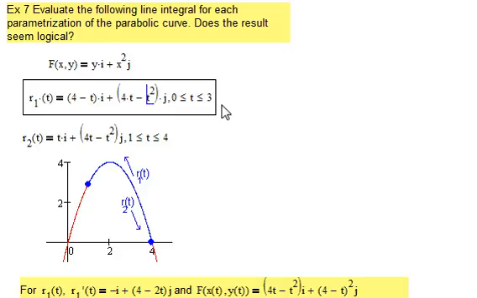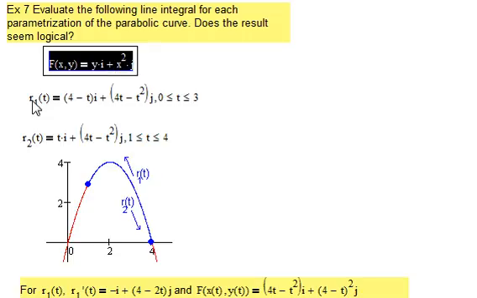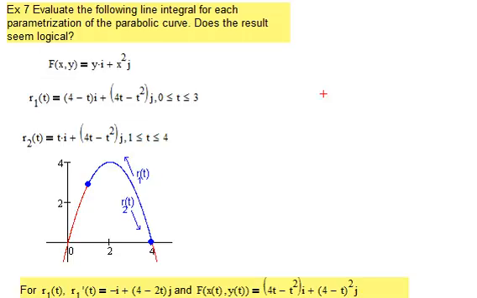0 to, let me see, we got 12 minus 9, 0 to 3i. I'm sorry, I said 0 to 3i. I should have said 0 to 3j. So in other words, our r1 is this blue thing going from here to here. We're going to evaluate the integral over this vector field along this vector valued function.